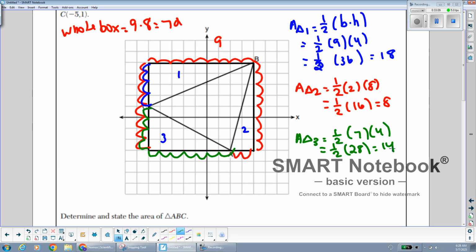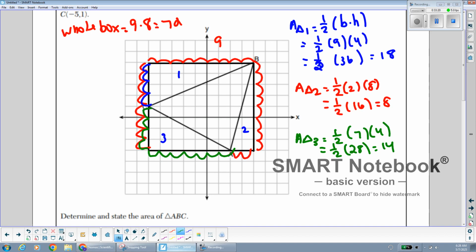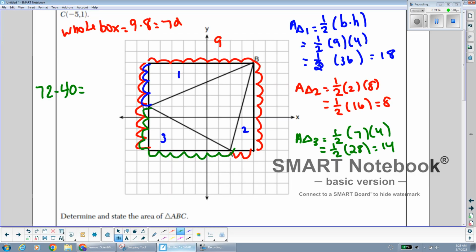So together, 18, 8, and 14 is 40. And if I do the whole box minus the right triangles, then I get the area, and 72 minus 40 is 32. So 32 is the area of the triangle that we're looking for, triangle ABC.